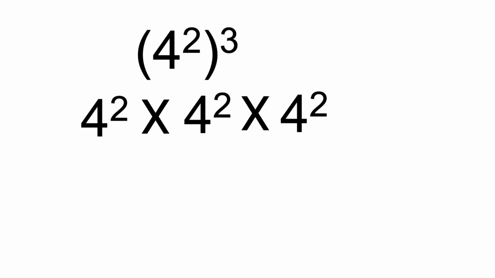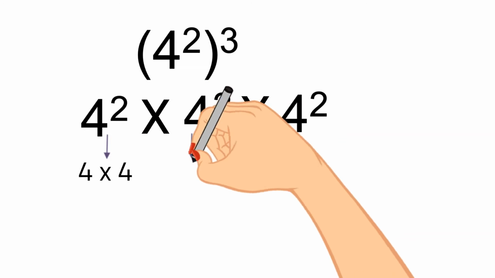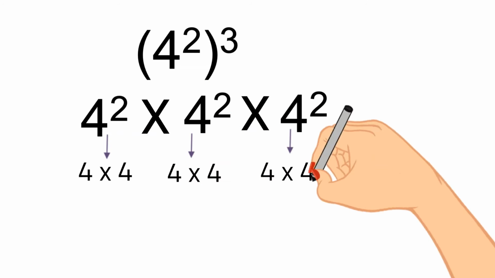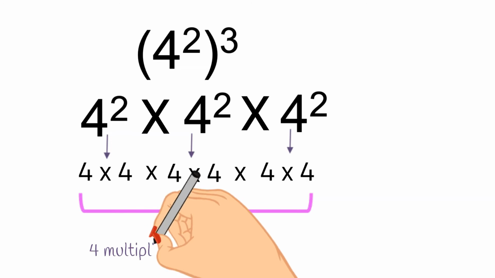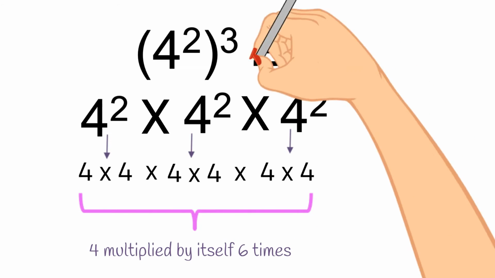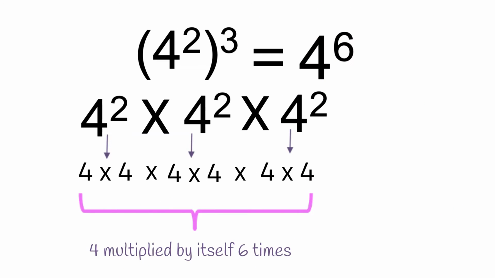And then if we write each of those out in full, we have 4 times 4, 4 times 4, 4 times 4. It's multiplying together, so I have 4 multiplied by itself 6 times, which is 4 to the power of 6. See if you can spot a pattern with this one. You might have done already. So let's have a look at another example.